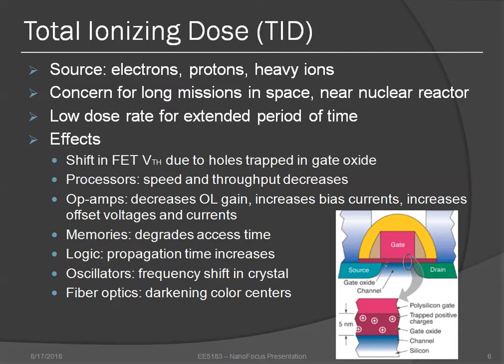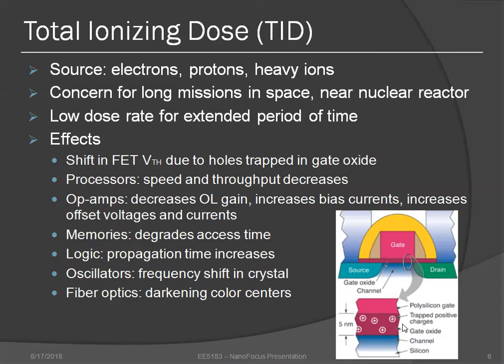One of the fascinating effects of total ionizing dose on FETs is that it shifts your threshold voltage due to the holes trapped in the gate oxide. You can see down here a little image of positive charge getting trapped in your gate oxide. That then makes your N-channel FETs harder to turn off, and your P-channel FETs harder to turn on, because there's an inherent positive charge there that either aids or works against the voltage that you apply.